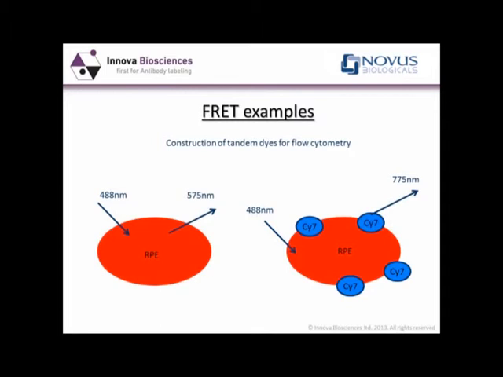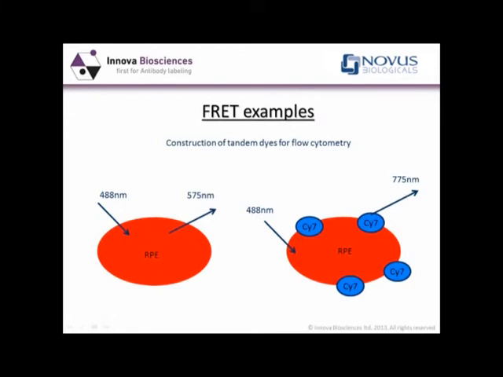On the left-hand side of this diagram, we have the RPE molecule being stimulated by laser light at 488 nanometers. And RPE will emit light at 575 nanometers under these conditions. If you link small molecules, in this case size 7, to the RPE, it will then undergo a FRET reaction, so that if you stimulate RPE at 488 nanometers as before, the emitted light, which is at 575, is transferred directly to the size 7, which then emits itself at 775 nanometers.